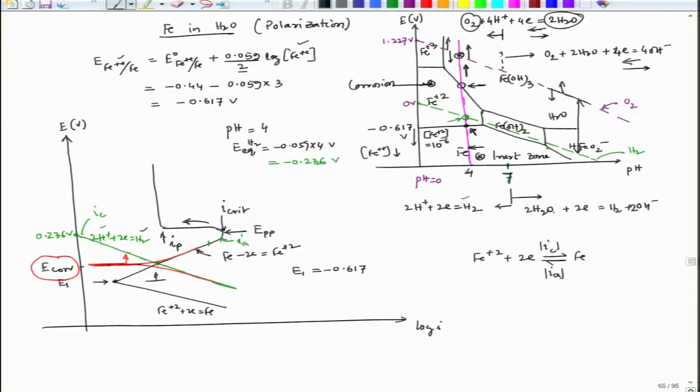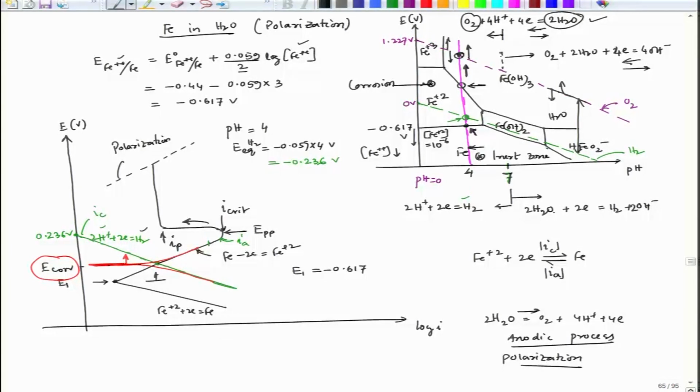Once it cuts at this particular point, if we go beyond that, we have to consider this reaction, because this is in acidic media. We will start getting H2O = O2 + 4H+ + 4e-. So, this reaction happens, which means this is an anodic process, and this anodic process would have its own polarization as decided by the Tafel slope for that particular reaction. So, we will come across this polarization line for oxygen, and we are talking about this reaction.